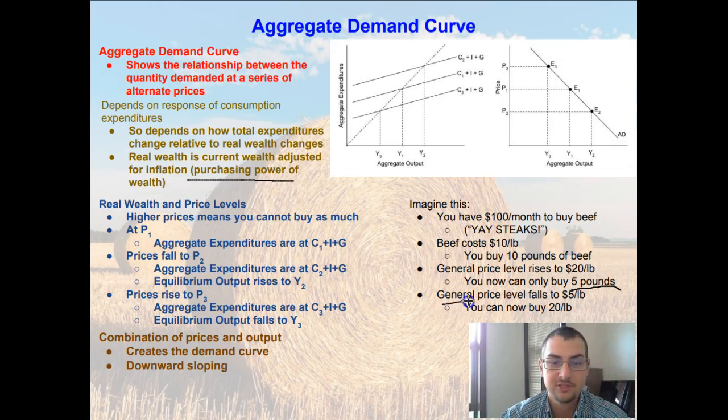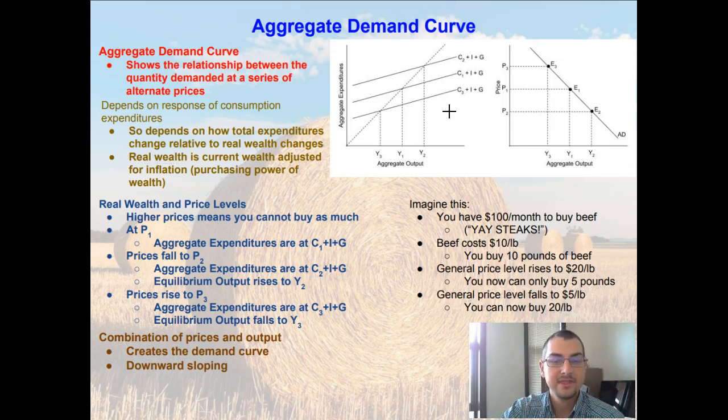Now, assume that the general price level falls to just $5 a pound. Now guess what? You can buy 20 pounds worth of beef. So that means that our purchasing power, our real wealth just increased. Because even though our wealth didn't change, the amount that we could buy has now gone up.